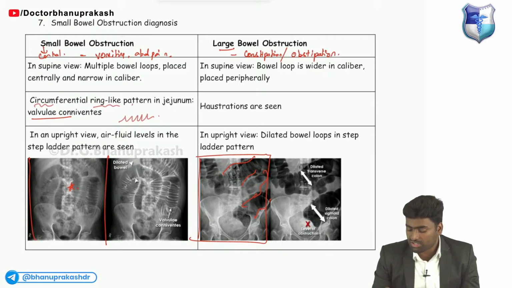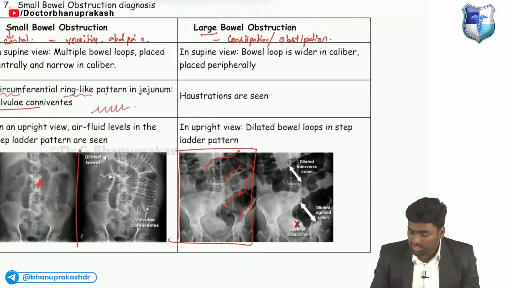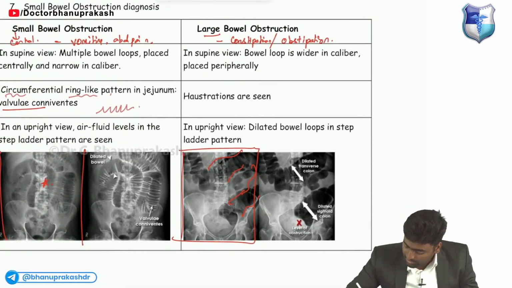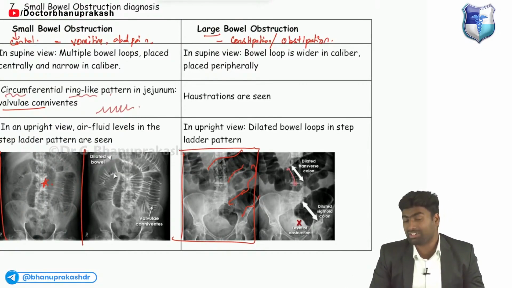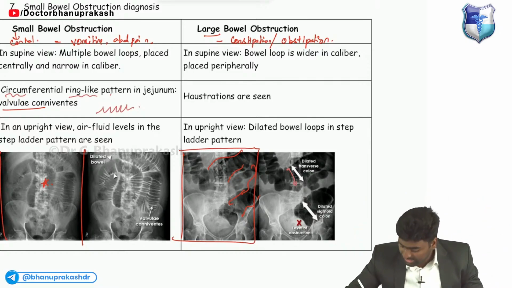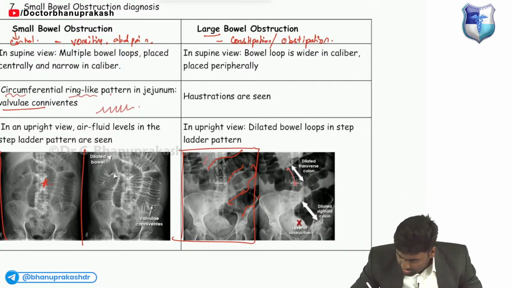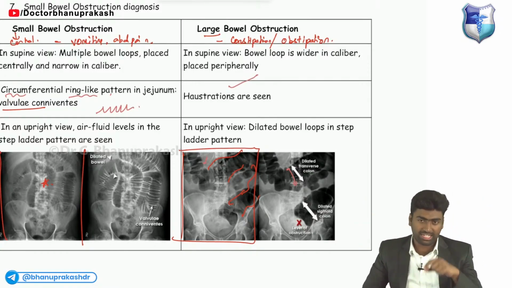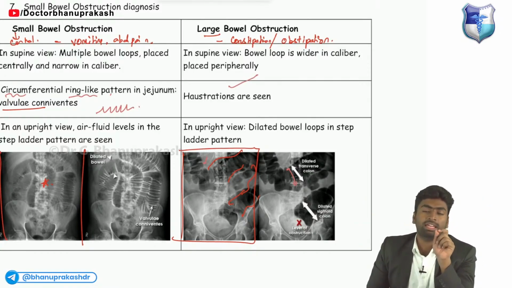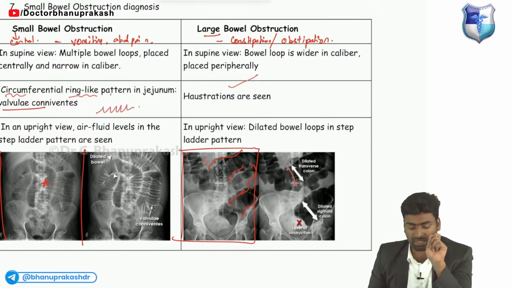It will be seen in a case of jejunal obstruction. Whereas in a case of large bowel, usually it will be having a dilated bowel which is around more than 6 cm. And along with this, it will be mostly peripherally placed. And here you will be able to see the presence of haustrations as well. So haustrations you will be able to see in a case of large bowel, whereas in a case of small bowel, especially the jejunum part, you will be able to see the valvulae conniventes.